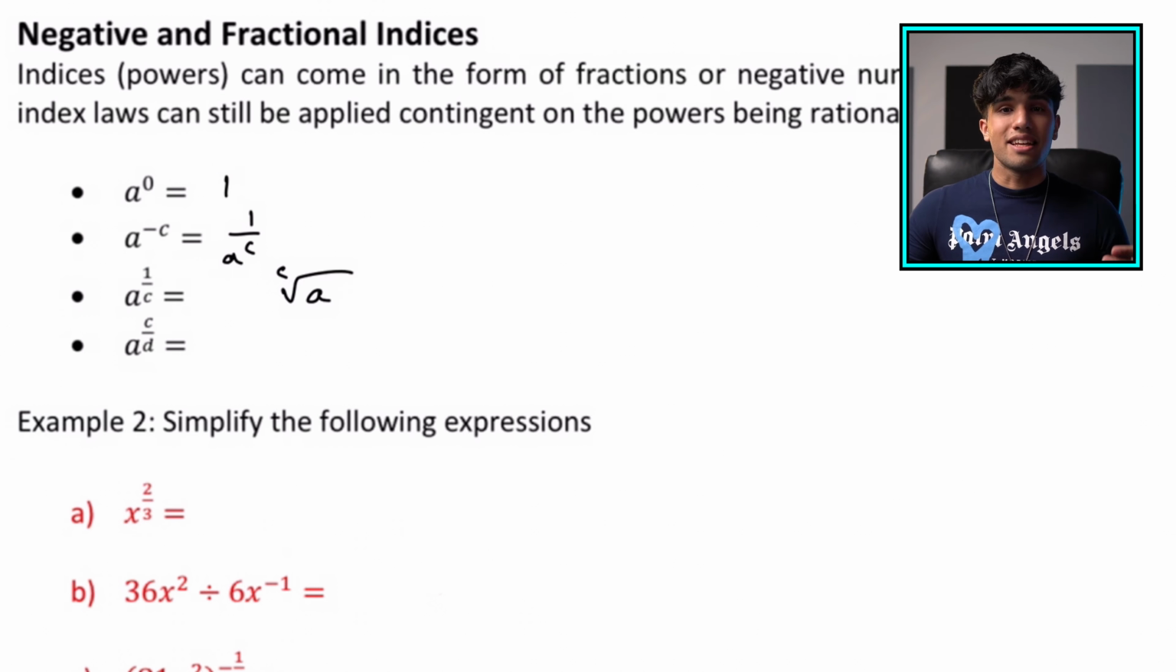Our last index law is when instead of having a 1 as our numerator, we have another number. We call it c in this case. This is very similar to our third index law. However, all we do here is raise a to the power of our new numerator. For example, if this was a to the power of 3 over 2, this would be equal to the square root of a cubed. Let's now put this into practice.